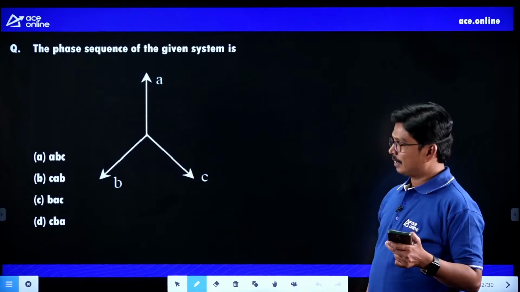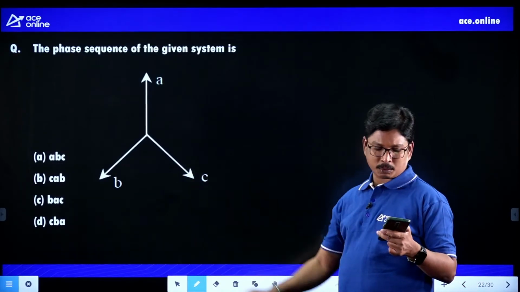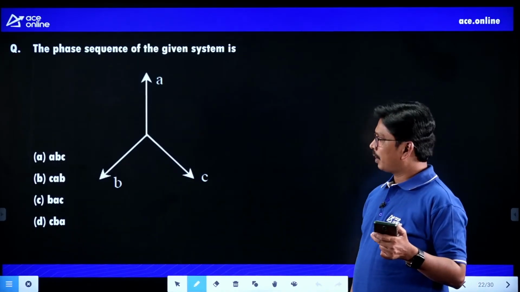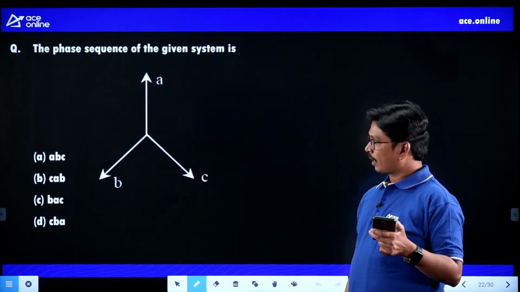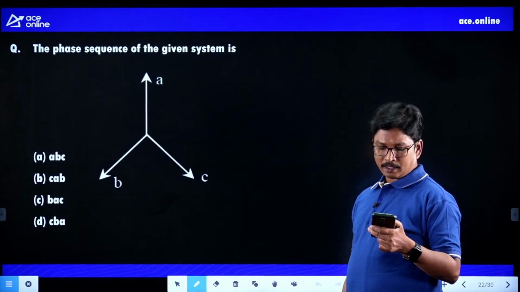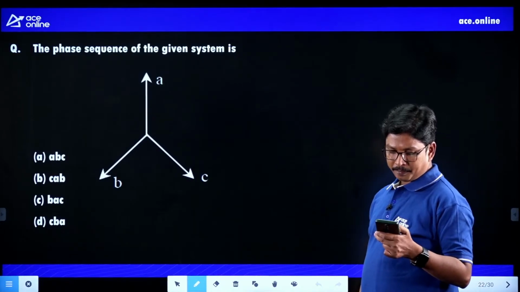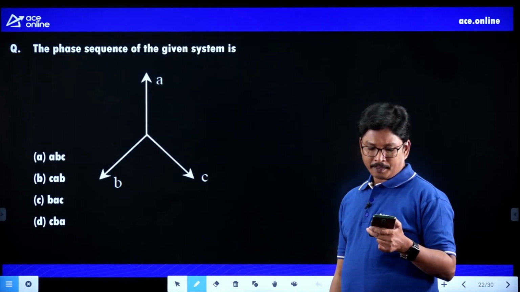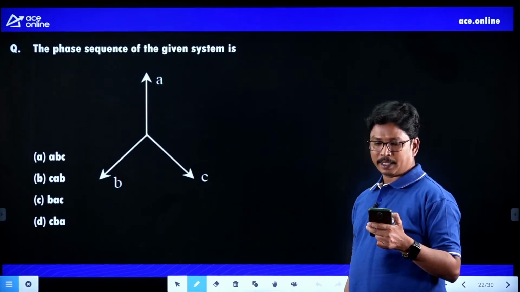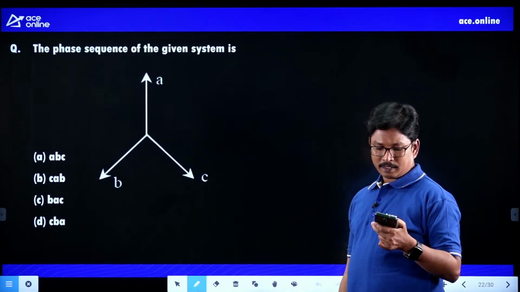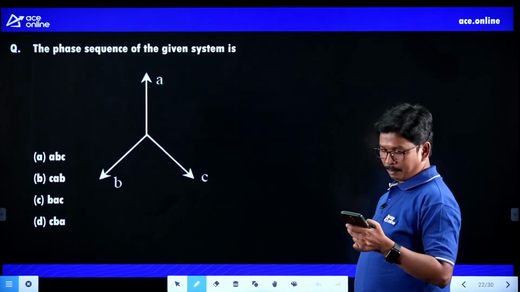ACB. But you have to give from the given options. Uma, option C, BAC. Praveen Kumar, option D. Dilip, Satya, option D. CBA. Very good.